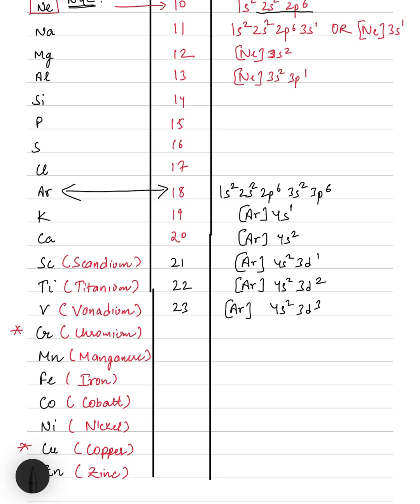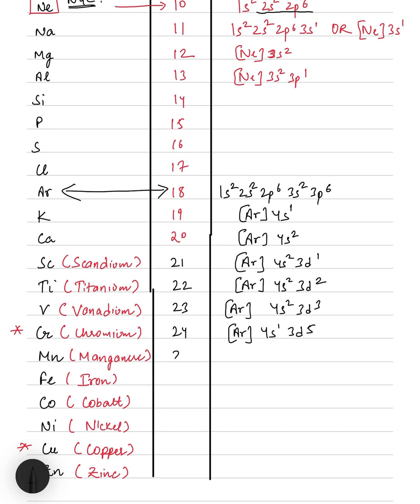Then chromium is 24, so it is Ar. Now if you observe, in the case of chromium, I have just marked an asterisk. That means there is some exception in the electronic configuration of chromium, and that exception is, after 3d3, what should come? After 3d3, we should have 3d4. But here in the case of chromium, we have Ar 4s1 3d5. So there is a jump from 3d3 to 3d5. And what is the meaning of this configuration? We will understand shortly. Just have some patience. We will definitely understand.